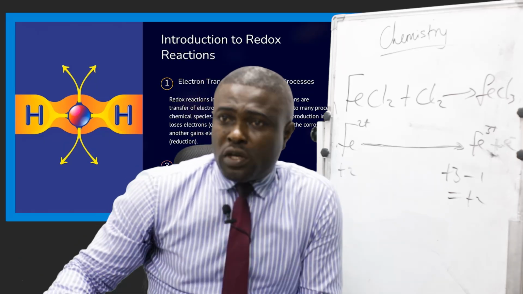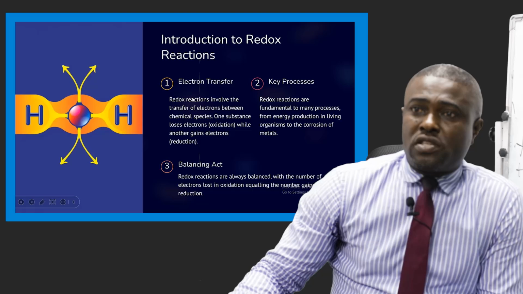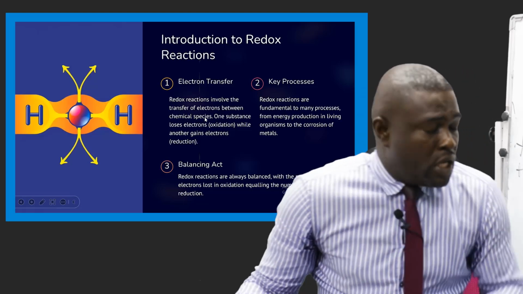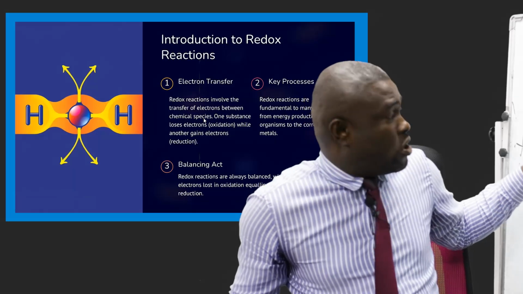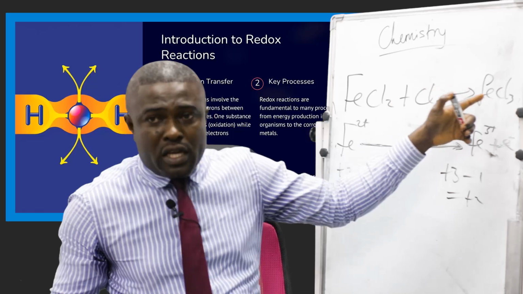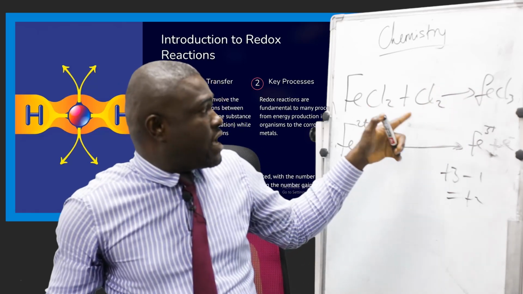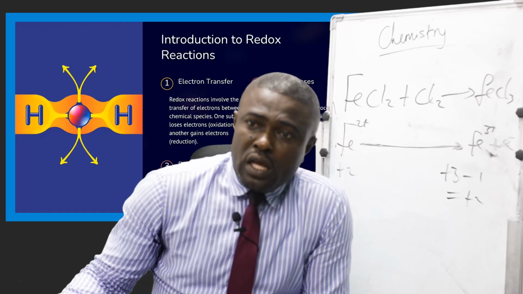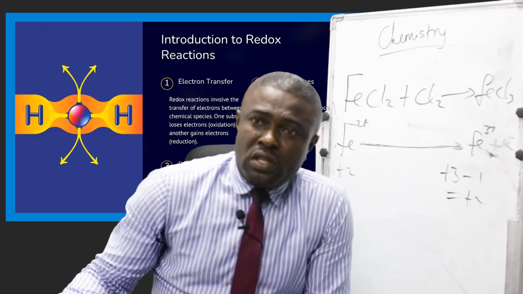Redox reaction, as you see on the screen, involves the transfer of electron between chemical species. With what I have on the board, it moved from iron 2 to iron 3, and in the course of that, an electron is being lost. Okay, that is the first definition.